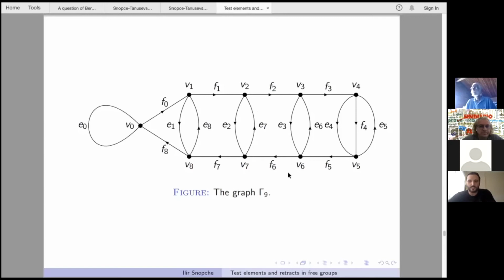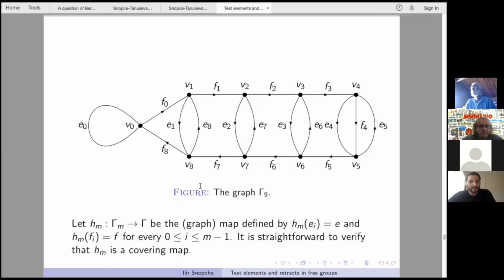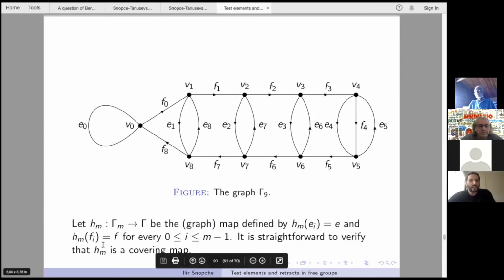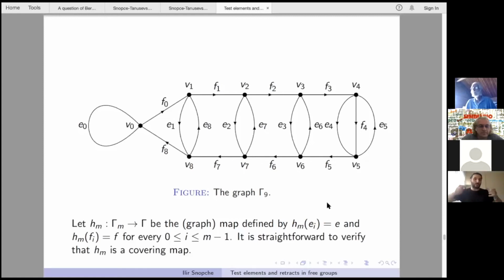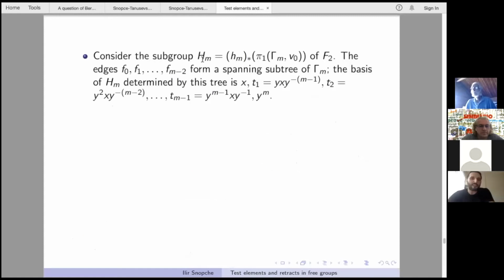And actually, what can we see? Let h_m be the graph map defined by h_m(e_i) = e and h_m(f_i) = f for every i between 0 and m minus 1. It is straightforward to verify that this is a covering map. And actually, this one is a covering space. And now consider the subgroup H_m associated, so this is the image of the fundamental group of Gamma_m at v_0 in F2.